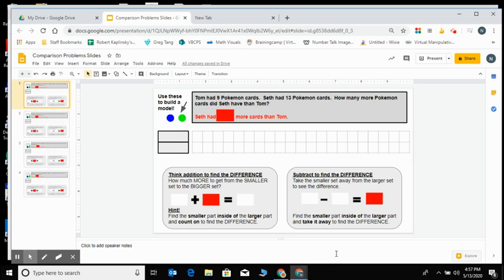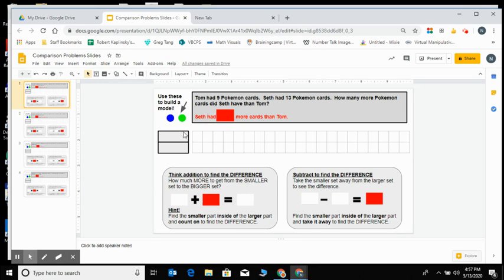Hi boys and girls, I'm going to show you guys how you can think about solving comparison problems in this video. Let's take a look at our first comparison problem. It says Tom had 9 Pokemon cards. Seth had 13 Pokemon cards. How many more Pokemon cards did Seth have than Tom?